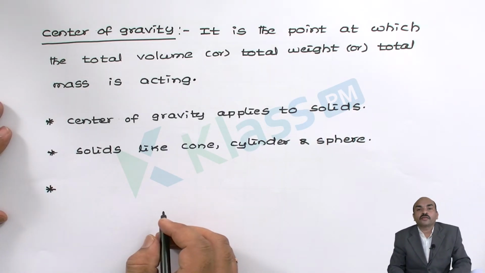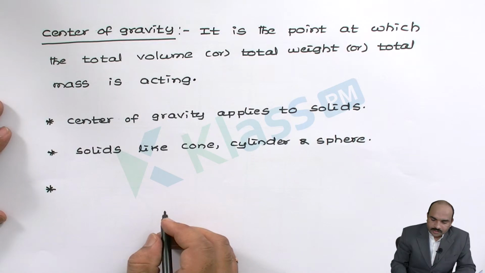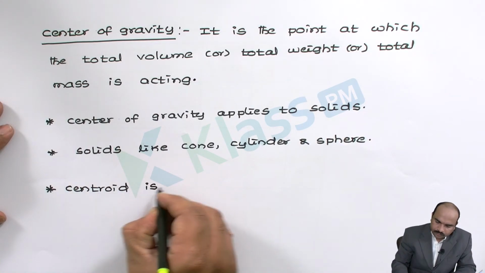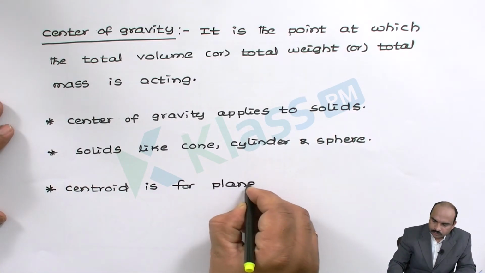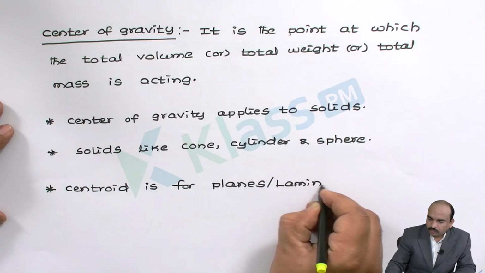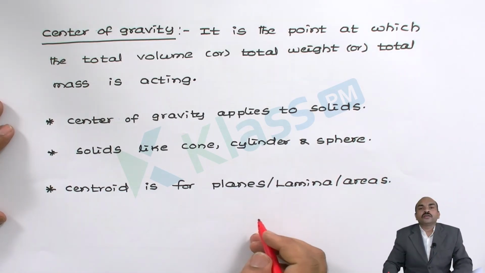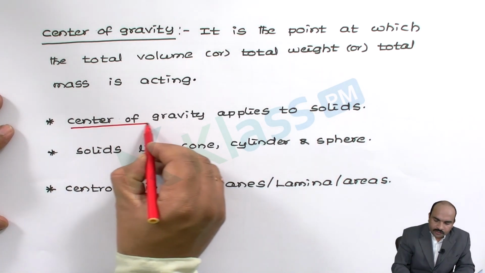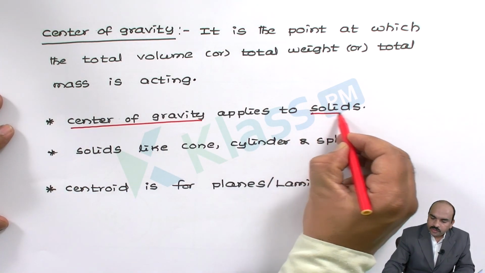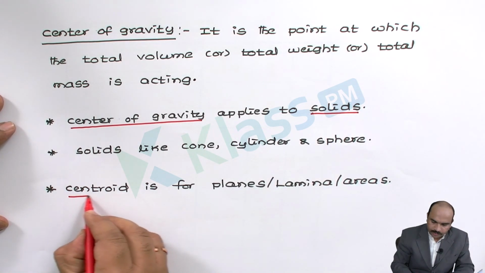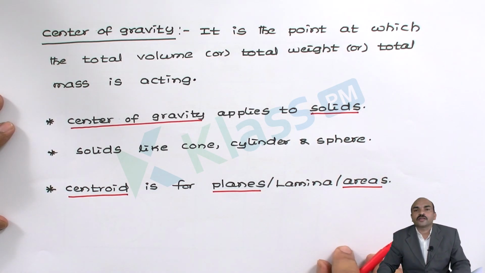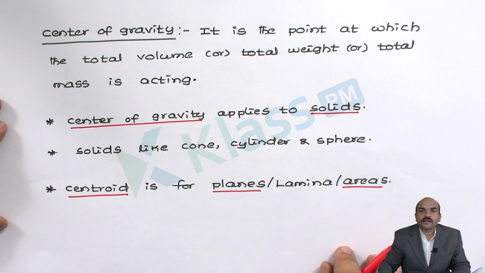Now there is another word called centroid. That centroid will be used only for planes. See, don't confuse centroid and center of gravity. Center of gravity is used for solids and centroid we will use for planes or areas. So that is the difference between centroid and center of gravity.